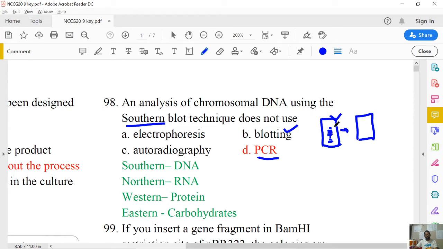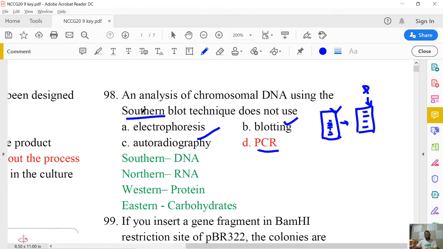Autoradiography. Once these are transferred onto the membrane, you can detect the strands or the desired sequences by detecting the radioactivity present in the probe. Once it is transferred onto the nitrocellulose membrane, we'll add the probe. As we have seen, the probe is already radioactively labeled, so this radioactivity can be detected by autoradiography only. So all these three will be used. PCR is not used in Southern blotting.